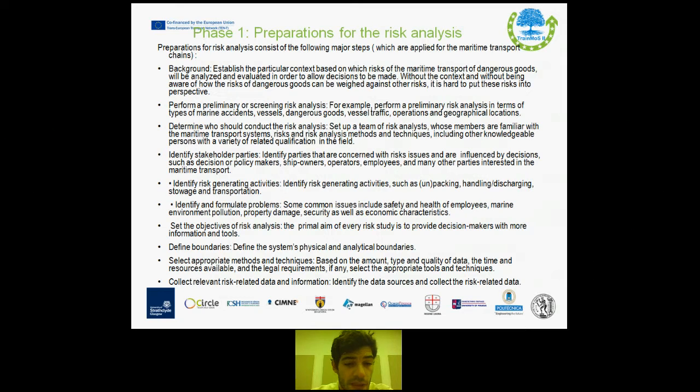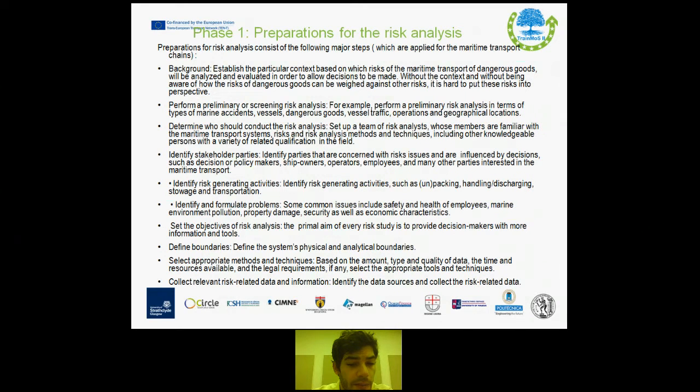Determine who should conduct the risk analysis. Set up a team of risk analysts whose members are familiar with the maritime transport systems, risks and risk analysis methods and techniques, including other knowledgeable persons with a variety of related qualifications in the field.